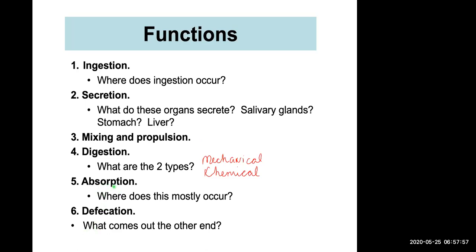And so absorption is where these tiny building blocks are small enough and they're able to get absorbed into our blood, and the blood is going to transport those building blocks to our cells, which will use them for making energy, for making ATP, so that we can continue to live and do metabolic processes. This primarily occurs in the small intestine.